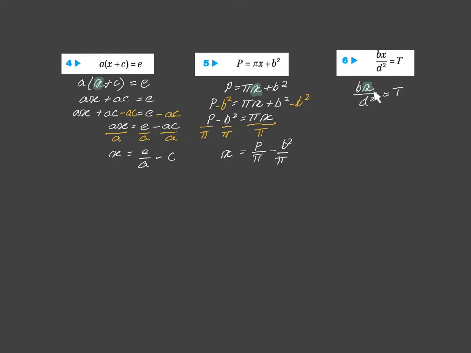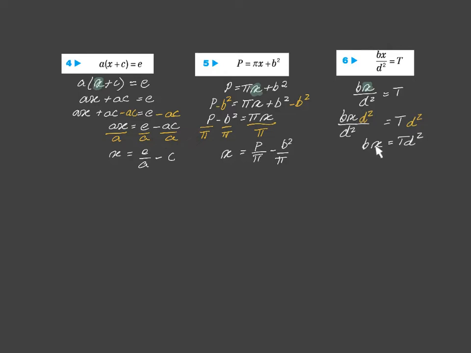Number 6, bx over d squared is equal to t. And there's x, which must be the subject. The first step is going to be to eliminate the fraction d squared and do this by multiplying both sides by d squared. On the left, you multiply by d squared and you balance that by multiplying d squared on the right. Your result on the left, d squared divided by d squared is 1, bx is equal to td squared.